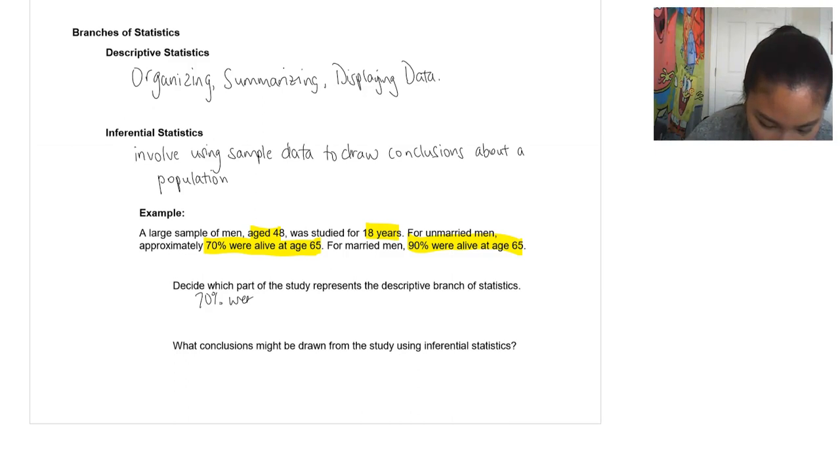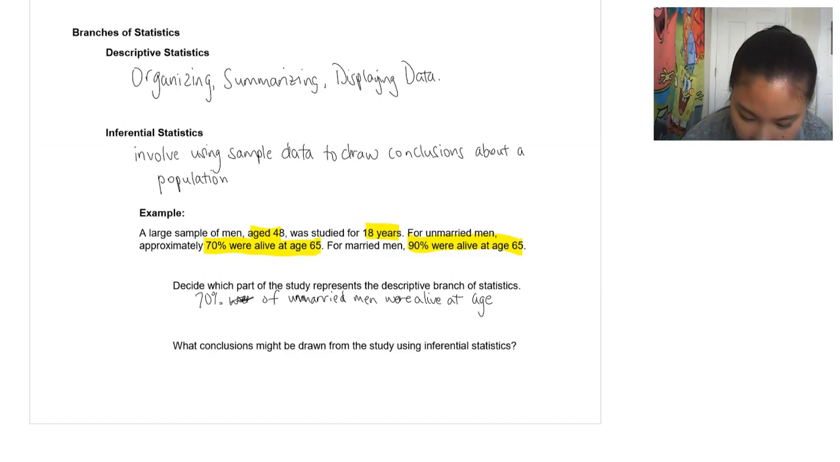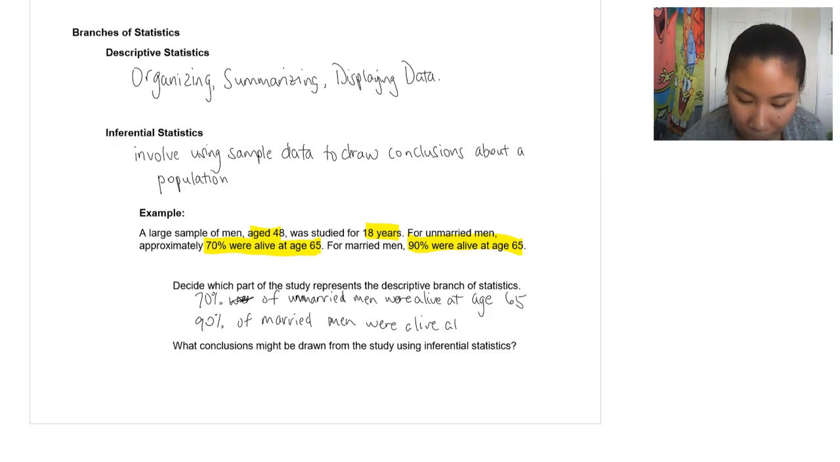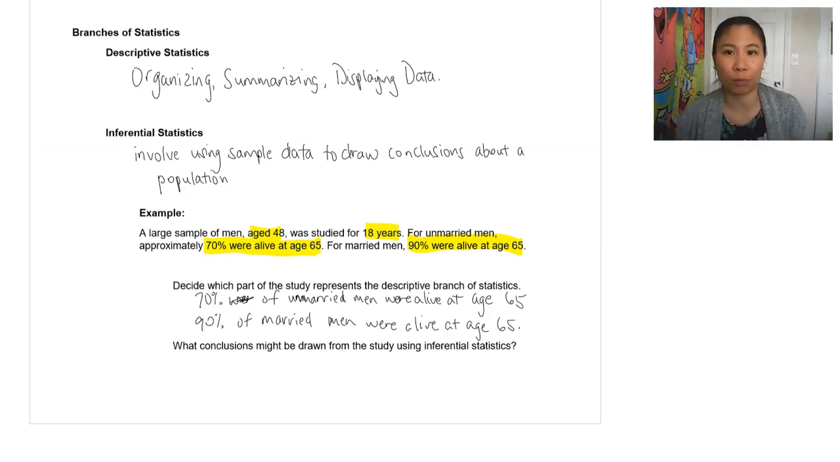70% of unmarried men were alive at age 65, and 90% of the married men were alive at age 65. Just the observations that you got from your data, no conclusions, no interpretations.